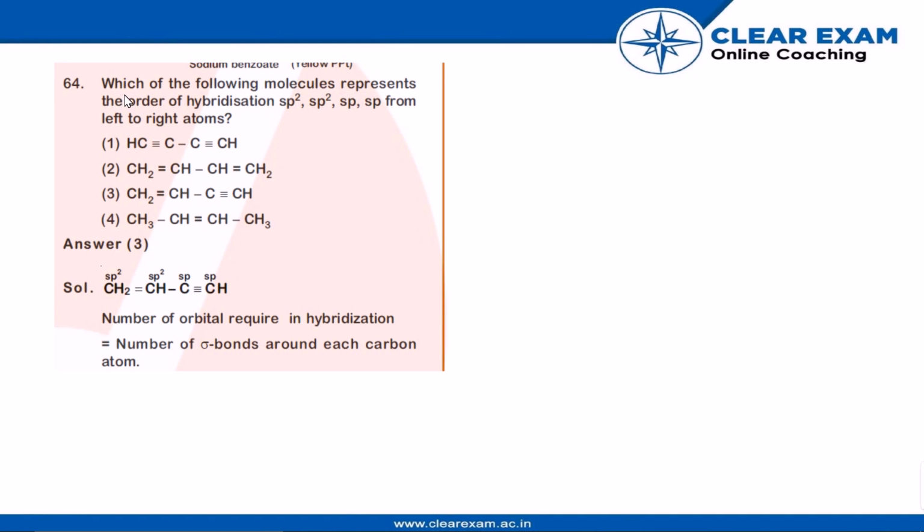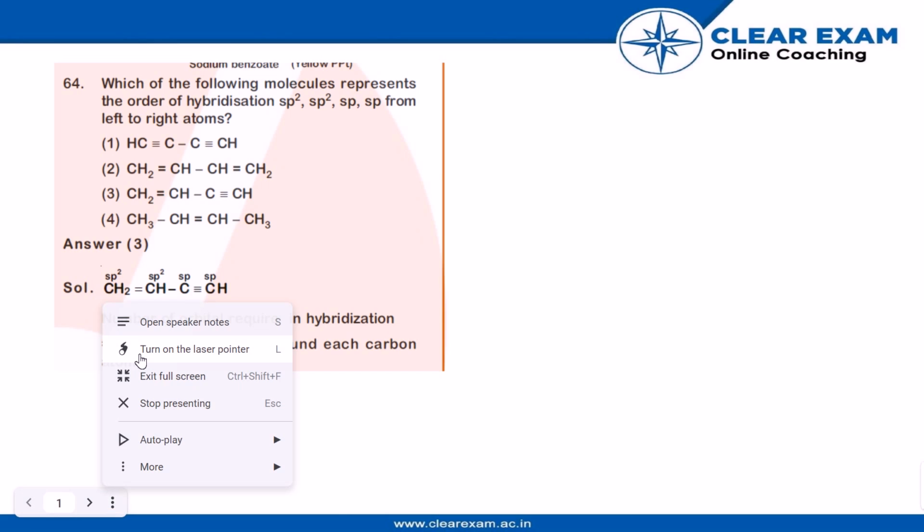64th question is, which of the following molecules represents the order of hybridization sp2, sp2, sp, sp from left to right atoms? So we have to find which of the following molecules represents the order of hybridization sp2, sp2 and sp, sp from left to right. From this side to this side, which of the following molecules represents sp2, sp2, sp and sp?